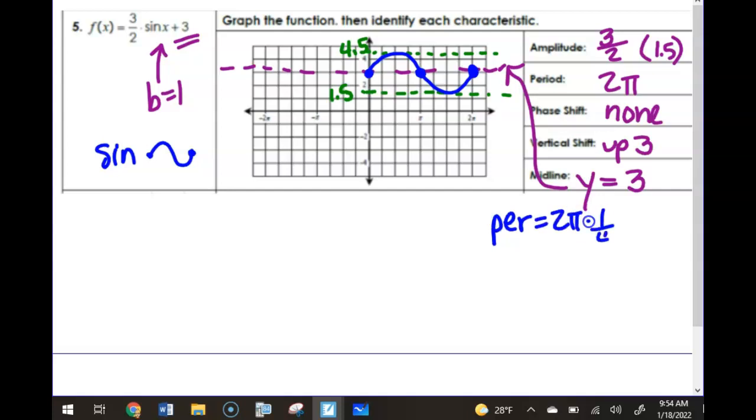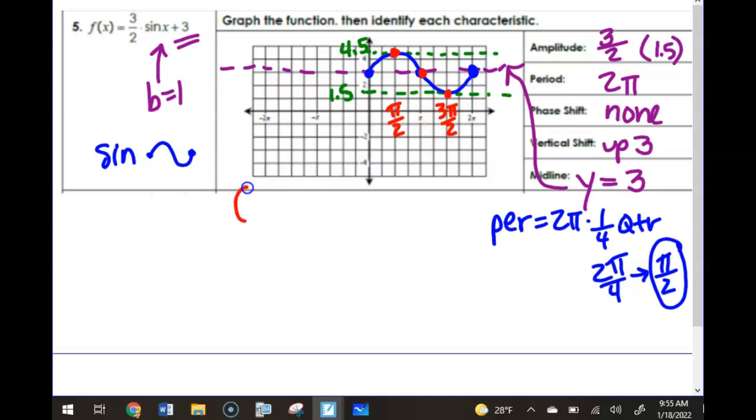Okay. If the period is 2 pi, and we do 1/4 of that to get our quarter points, we'd have 2 pi over 4, which would reduce to what? Pi over 2? So we're supposed to count by pi over 2's. So here's a pi over 2. 2 pi over 2 is pi. The next one would be what? 3 pi over 2's. And then we'd have 4 pi over 2's, which would be 2 pi.